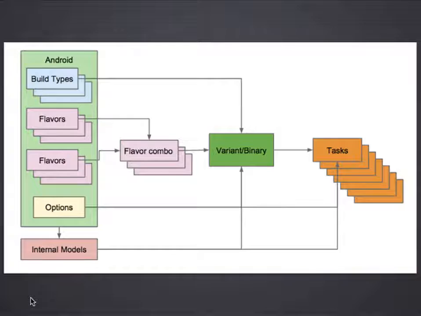So what we looked at is how do we get from there to the binary. It's relatively simple. Basically, you want to go from the left side to the binary, and then the binary creates the tasks. All the arrows here are meant to represent a mutate rule. There are actually quite a few more than just those, but it's to simplify things. So we combine the flavors into a flavor combination, which has every possible combination of all flavors. And then that plus the build type gets into a variant, or binary.